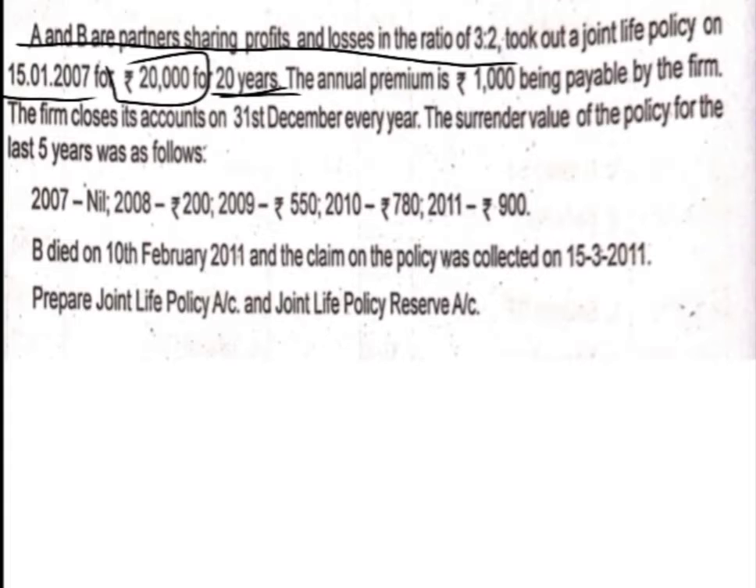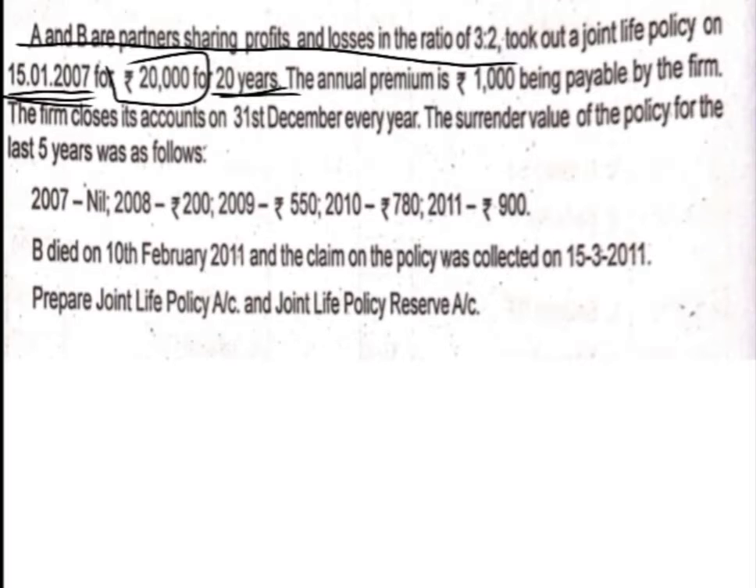The first annual premium has been paid when the policy has been taken out, that is on 15th January 2007 by paying rupees 1,000. Okay, and thereafter in the subsequent years the annual premium becomes due on the same date, that is 15th January of every subsequent year. The firm closes its account on 31st December every year. So here the accounting year begins on 1st January and it ends on 31st December every year.